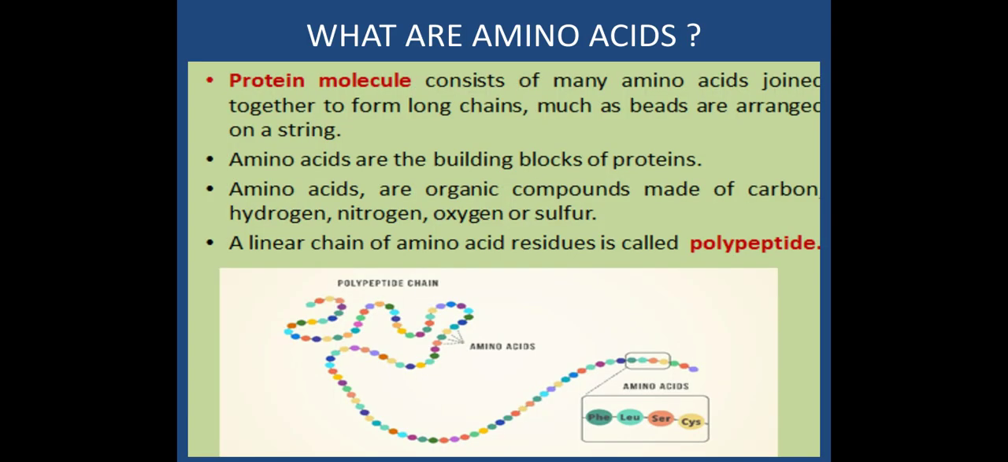What are amino acids? The protein molecule consists of many amino acids, and these amino acids join to form a long chain, just like beads arranged on a string. Thus, amino acids are the building blocks of proteins. These amino acids are organic compounds made up of carbon, hydrogen, nitrogen, oxygen, and sometimes sulfur. This linear chain of amino acid residues constitutes the polypeptide chain.